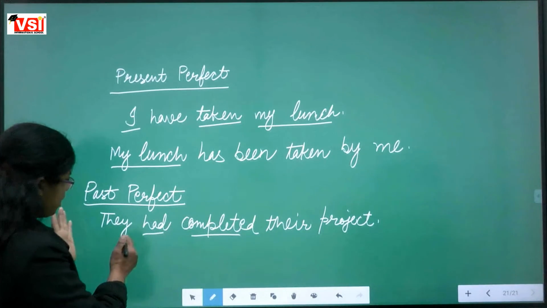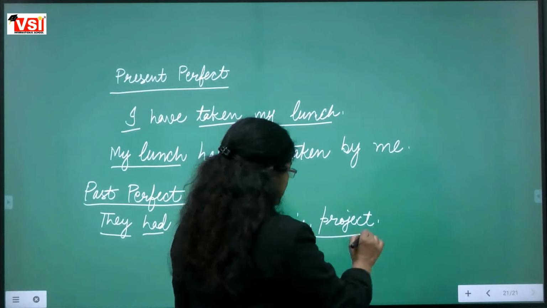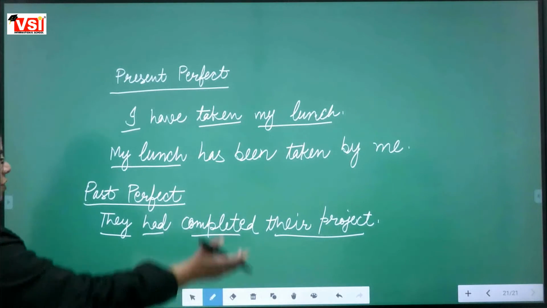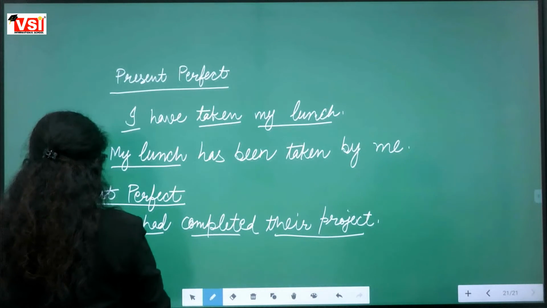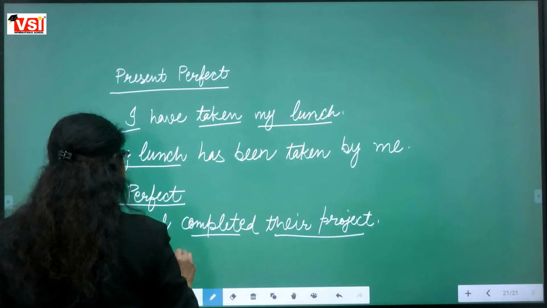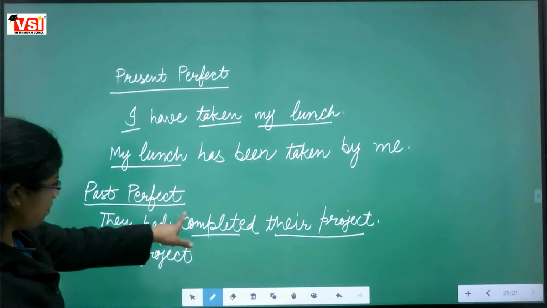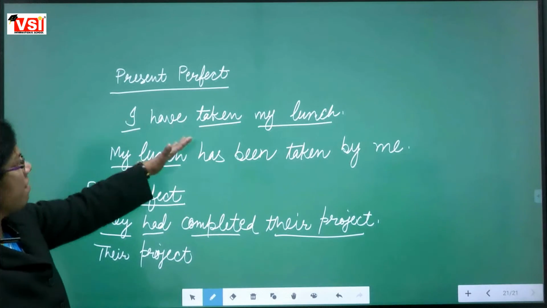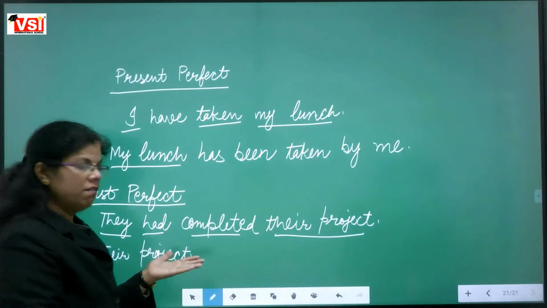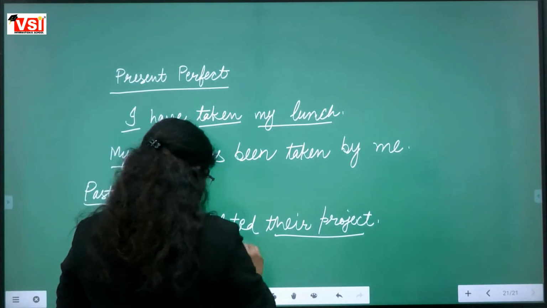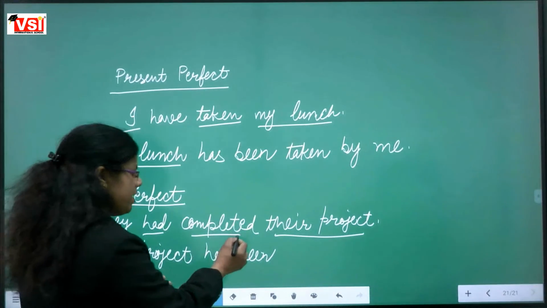First thing, we have to identify the subject and object. In this sentence, they is the subject, and what is the object? Their project. So we are interchanging their positions, and we are bringing their project to the start. Again we are having had plus third form. Has and have were changed into has been and have been. Had will be changed into had been. So we are using had been.